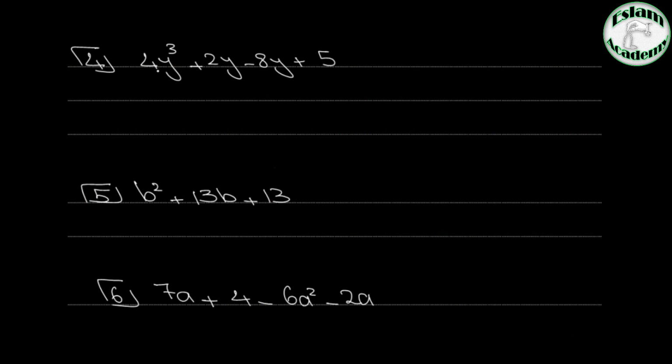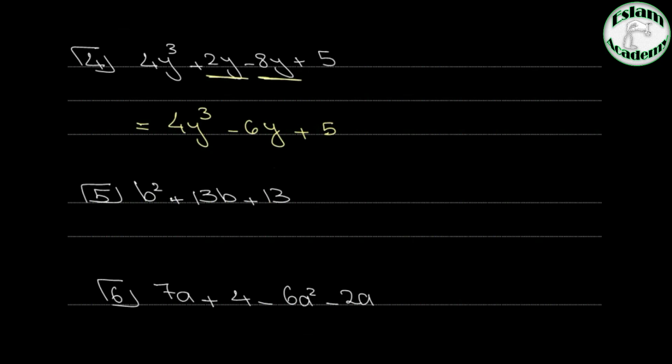Number 4. 4y to the power 3 plus 2y minus 8y plus 5. As we know from numbers 1, 2, and 3, we just add the like terms. The like terms that we have here are 2y and negative 8y. So 4y to the power 3 will be the same. By adding 2 and negative 8, it will be negative 6, and we write the variable without any change. Then write plus 5.